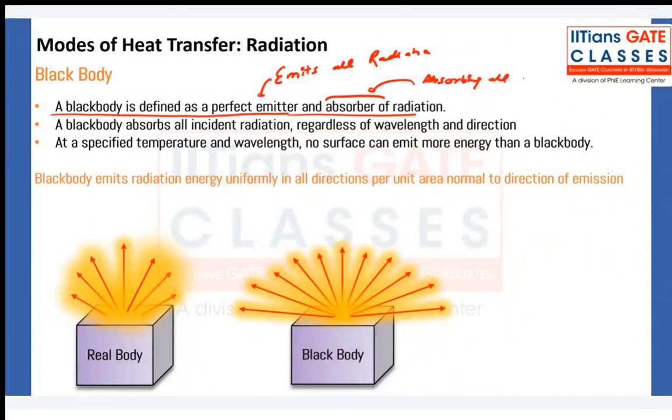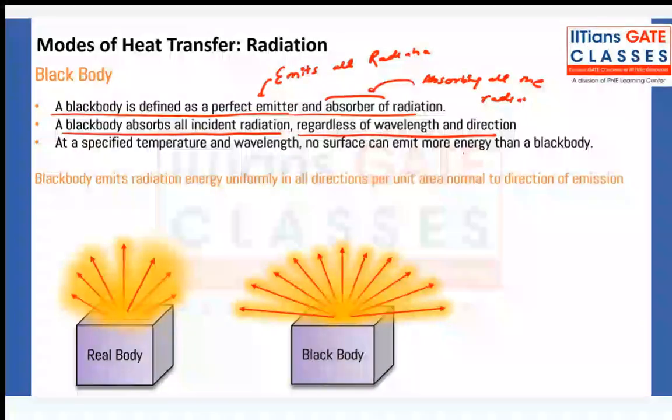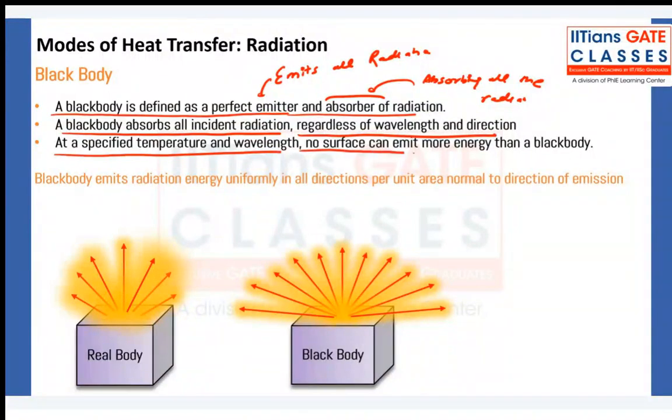A black body absorbs all incident radiation regardless of wavelength and direction. It does not matter what the wavelength or the direction is. It can absorb all heat at a specified temperature and wavelength. At a particular wavelength and temperature, no surface can emit more energy than a black body. And a black body emits radiation energy uniformly in all directions per unit area normal to the direction of the surface.